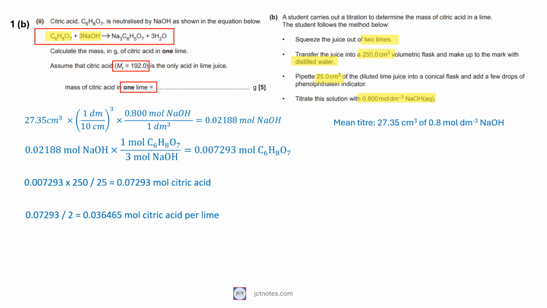As 0.07293 mole of citric acid were provided by 2 limes, we can estimate that each lime contains half of this amount, that is 0.036465 mole of citric acid per lime. With the given molecular mass of the citric acid, we obtain that the number of grams of citric acid in 1 lime is 7.001, rounded to 7.00 grams.